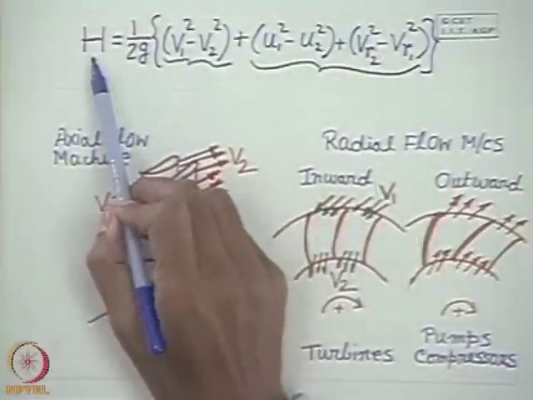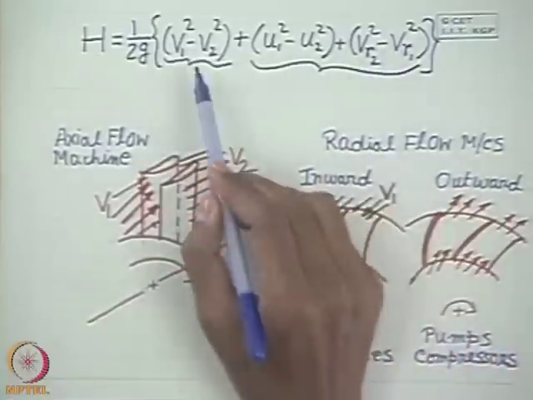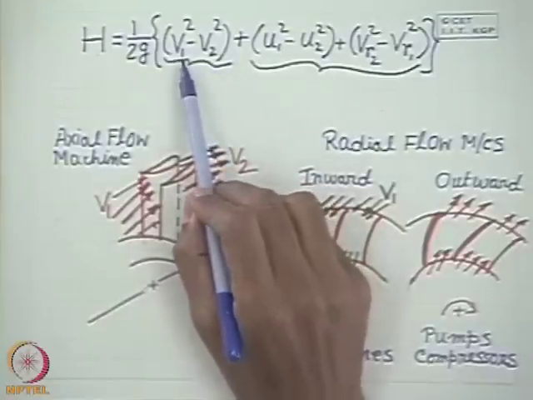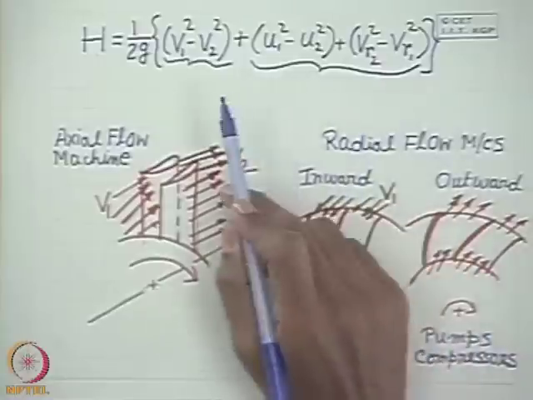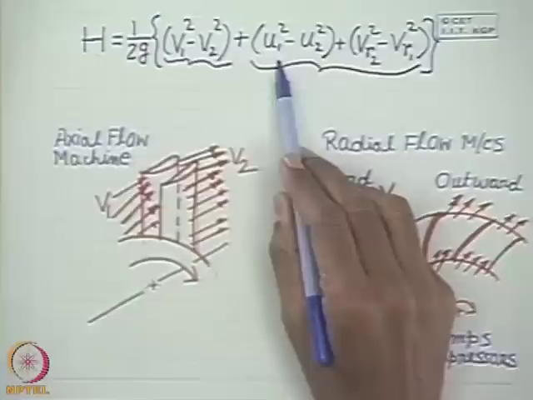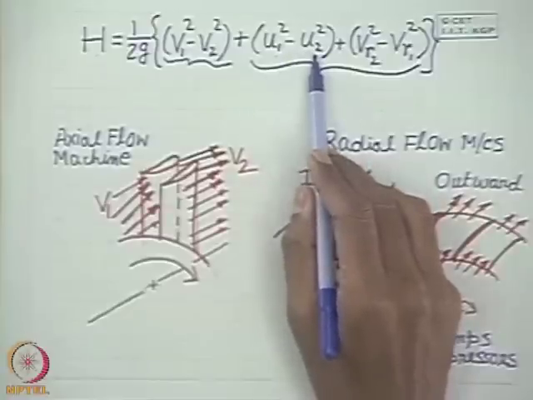So let us start from the discussion on energy transfer again, which we have already recognized in the earlier class, that the head which is being transferred by the fluid to the machine can be written in three distinct components. One is the change in the dynamic head, that is due to the change in the absolute velocity of the fluid. Another component is the change due to the motion of the rotor from one radial location to another radial location.